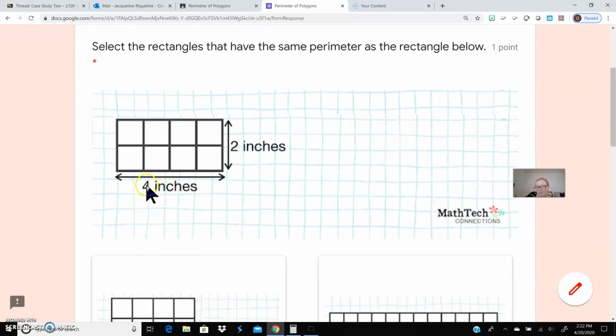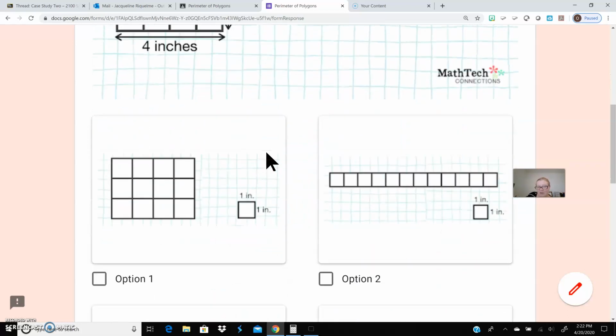The bottom is 4. I know the top is going to be 4, and you can count the squares as well. 1, 2, 3, 4. On this side, I have 2. 1, 2. I'm going to add. So I've got 4 plus 4 is 8, plus 2 is 10, plus 2 more is 12. So I am looking for a perimeter of 12. Now I have to go through all the shapes and figure out which one has a perimeter of 12.